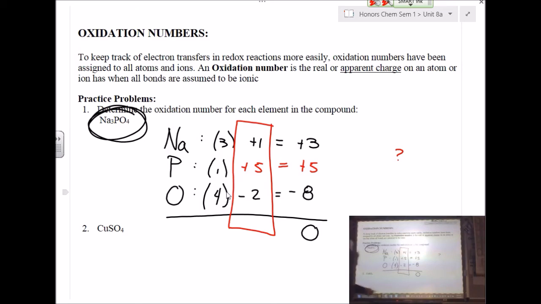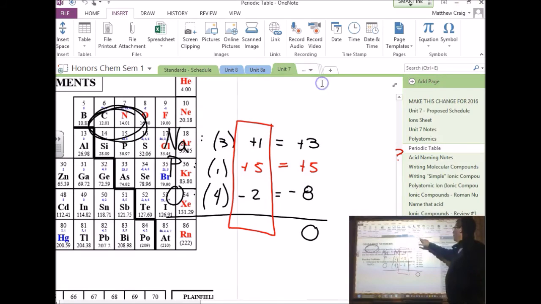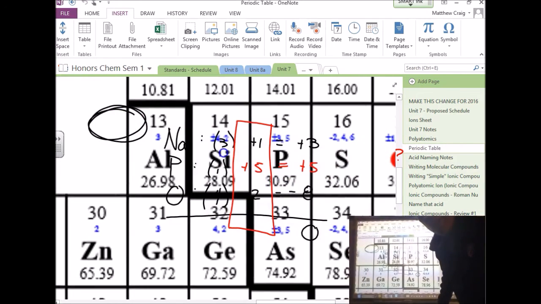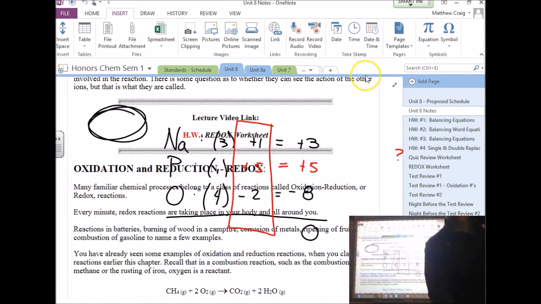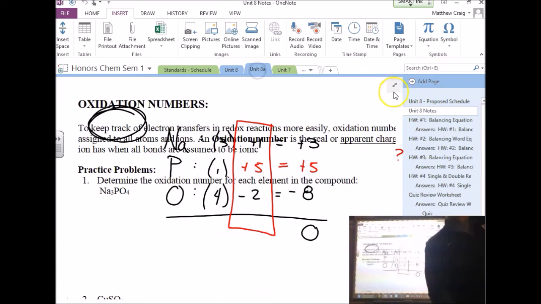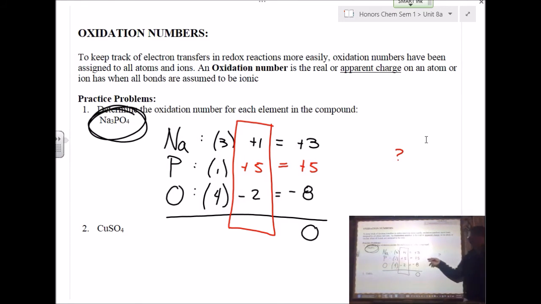Now, as a check, you always want to go back to your periodic table. So when I look at, say, phosphorus, notice the charge on phosphorus can either be +3, -3, or 5. And in this case, we had it as a, what charge? 5. So that's a good number. Does it matter which one you do first? I would recommend doing the oxygen first. There's always going to be this mystery in the middle.